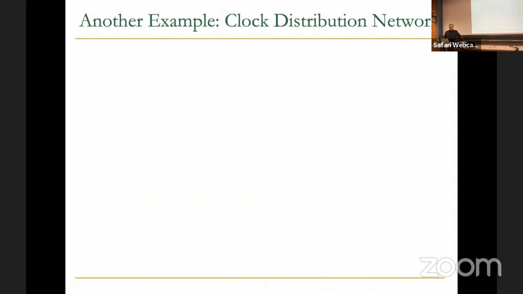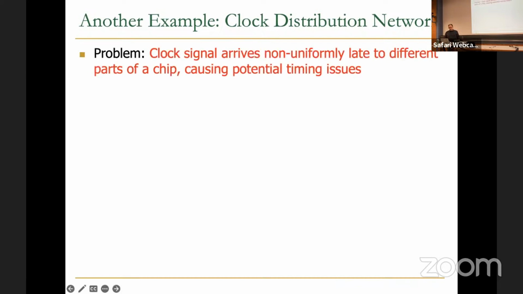Another example of why interconnect is important is the clock distribution network. We have a problem of distributing the clock. I guess we all know about the clock signal, that we use it to synchronize across our modules. The problem is that the clock signal arrives non-uniformly late to different parts of the chip. We know the clock will arrive late at the points, because there is a distance from the source of the clock to the destination. But the problem is that it is non-uniformly late: some components receive the clock earlier and some later. And that can cause potential timing issues.